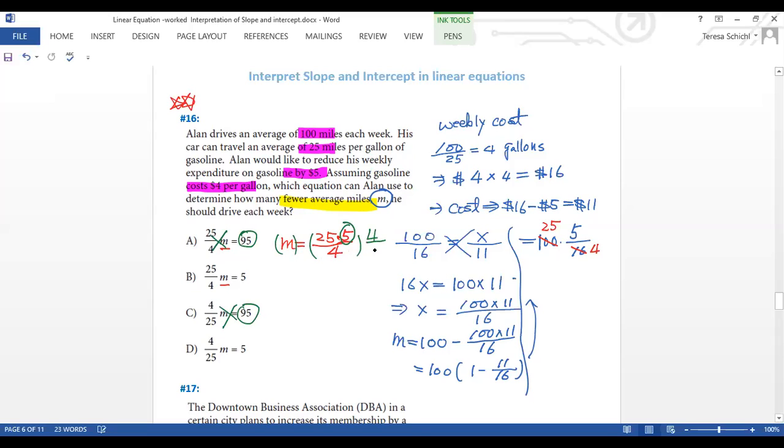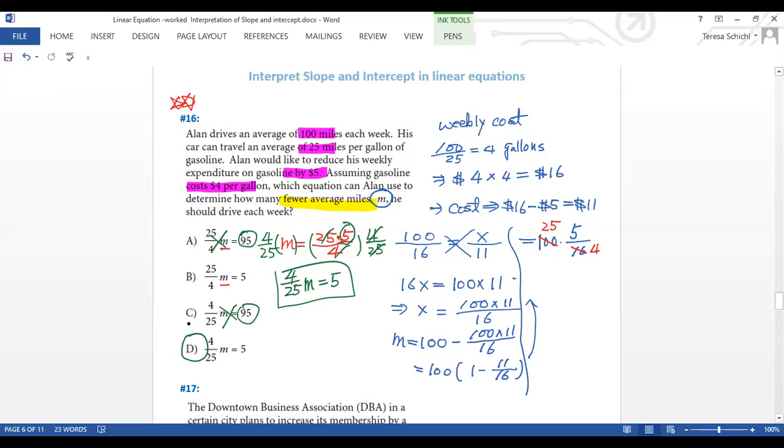So this is 4 times 25. So now boom, boom, boom, cancel. I have a 5 left. So that's why I have 4 over 25 m is equal to 5. Wow, so which one is 4 over 25 m equal to 5? Haha, I found it. It's D here.